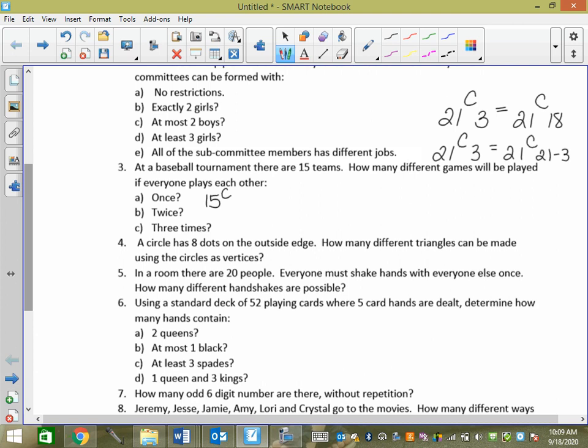It's a C because we're not going to use home and away. We're just going to use them as different. Home or away makes one game. And we're choosing how many teams to play each other? 2. So that's once. So what do we get for 15C2? 105. And then if they play each other once, we just multiply by 1, which does nothing. If they play each other twice, we do the same thing but times it by 2.